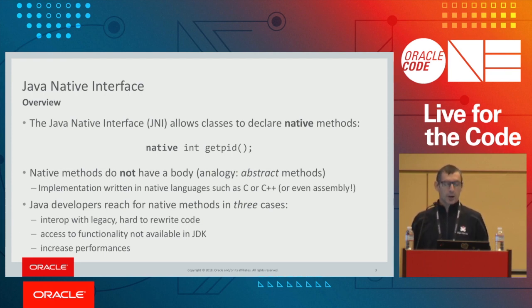And typically, developers use native methods in three cases. When they need interoperability with legacy code that is hard to rewrite, or when they want to access functionality that is not available in the JDK, although that's going to become rare. And the third case is when they need to improve performance, or they feel they need to improve performance, because as we shall see, this is often a misguided attempt.